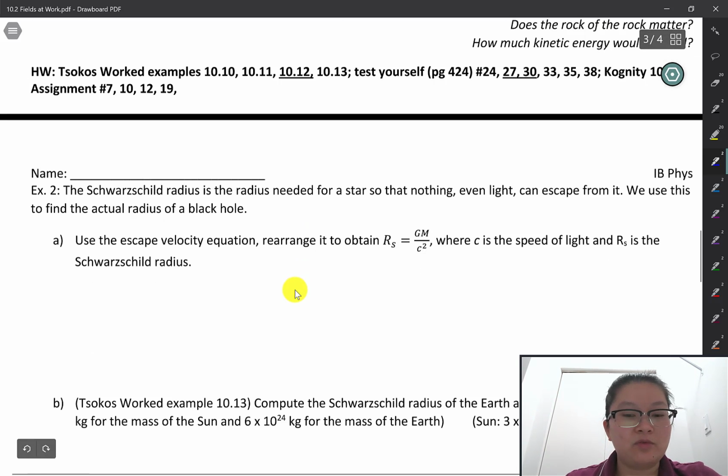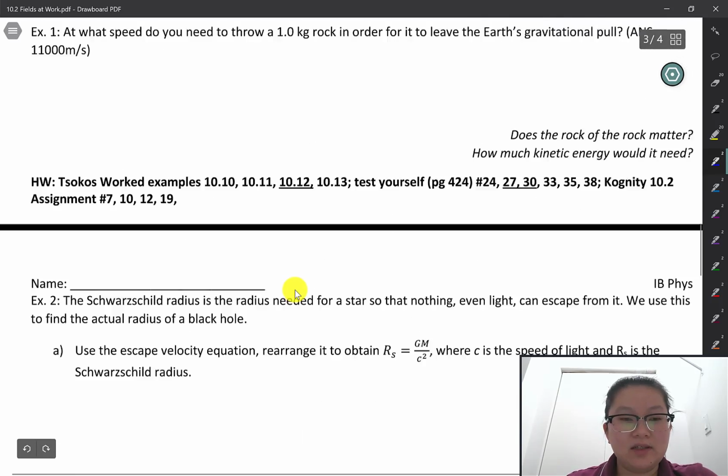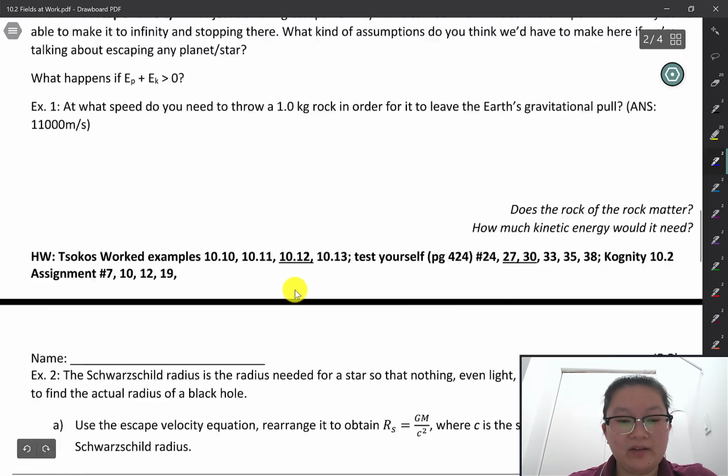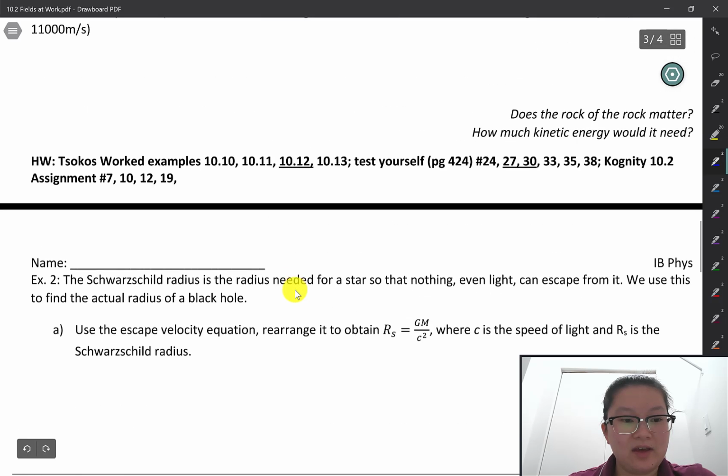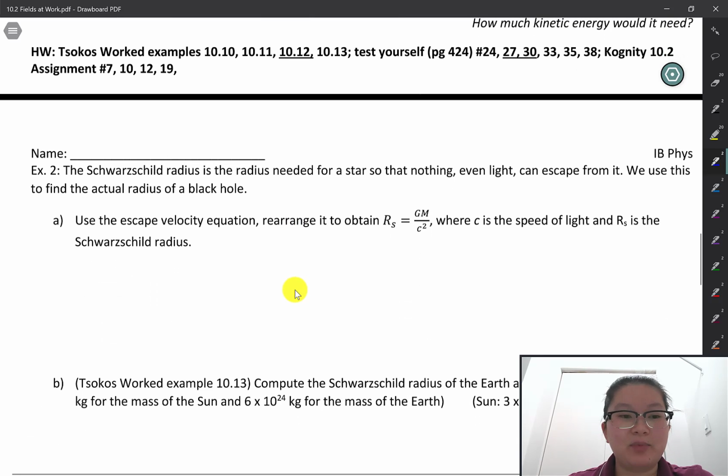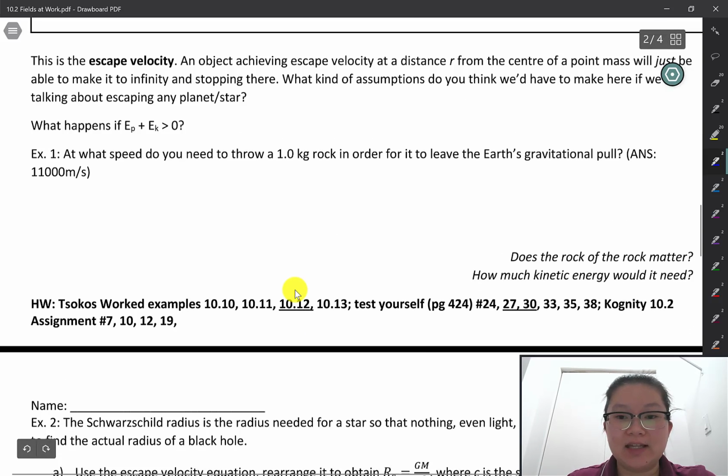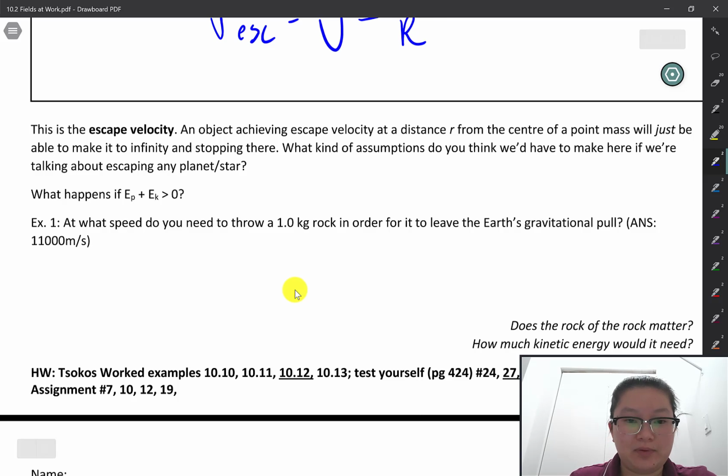So let's start off. I'm going to quickly do example 1, then I'm going to focus this video mostly on example 2, which is the Schwarzschild radius related to black holes and how we're unable to escape them.